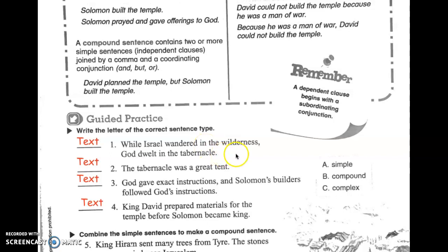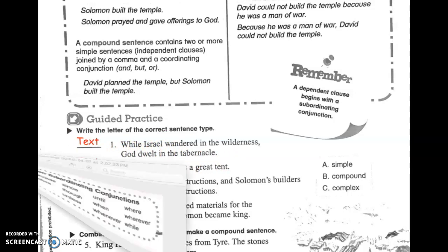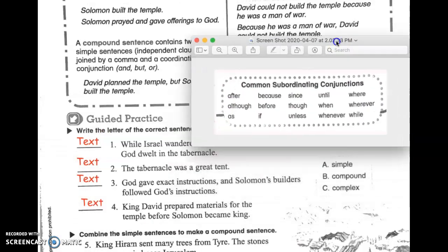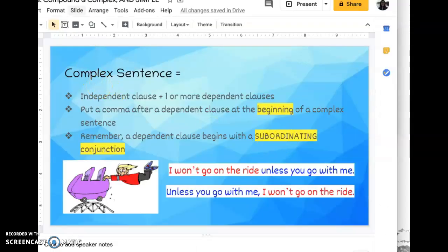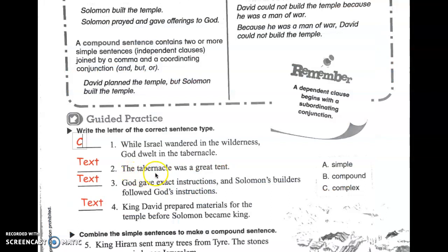Is it a compound or complex sentence? Well, let's look here. What kind of conjunction do we have over here? While is the conjunction. Because this clause starts with a subordinating conjunction, this is a complex sentence.